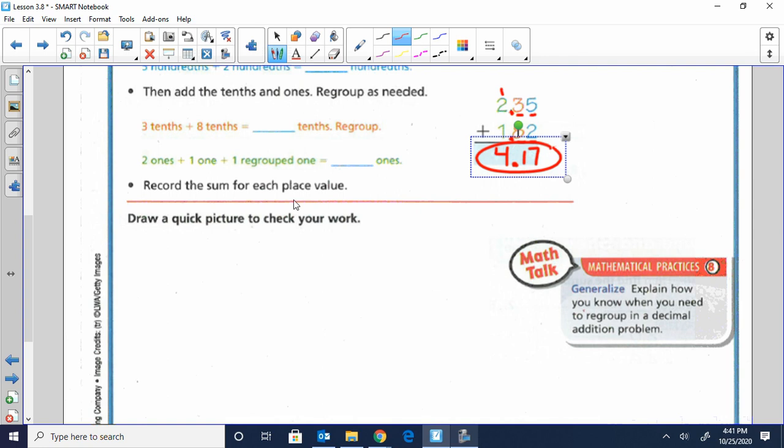17/100ths. Now, also in this chapter, they want you to draw a quick picture. We are not going to draw the picture either. We're just going to line up our decimals and add.